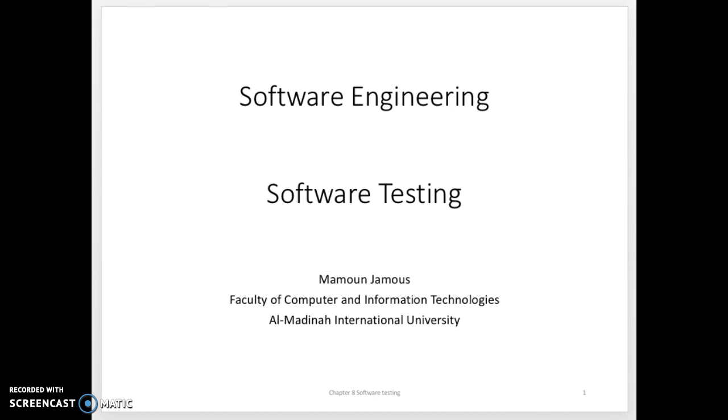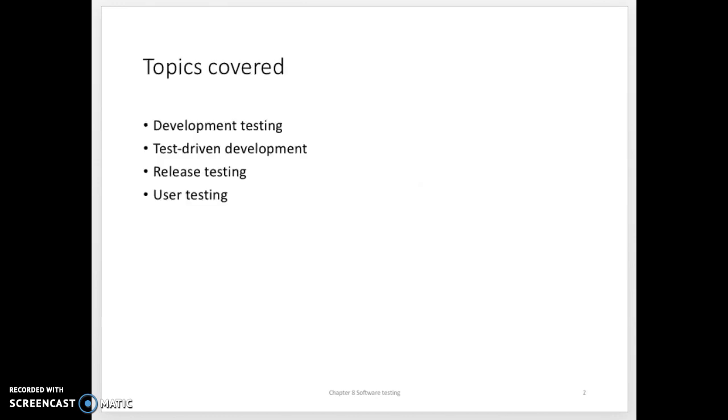Today we will talk about software testing, and the topics that we will cover are development testing: the methods that we use to test our software being developed during development; and test-driven development, a method that combines development and testing. Release testing, on how we test every release of the developed application and how we relate it with previous releases. And then at the end, user testing.